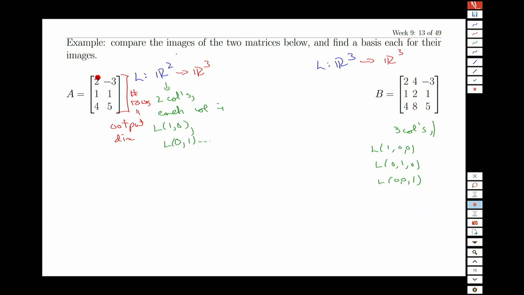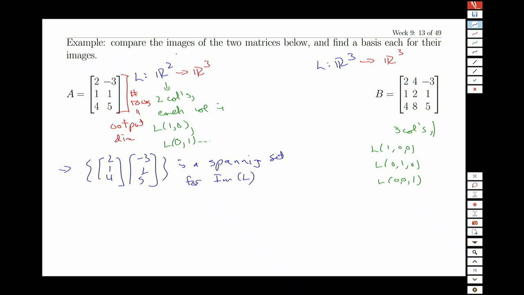So this is going to R3, and this is going to R3 as well. And we know that because we just said in the last thing, the image is built out of these column vectors. Well, they're three-dimensional, so my image is in 3D. I have these three-dimensional vectors that I'm using to build my image. All right, so we have here a consequence from the last slide, that (2, 1, 4) and (-3, 1, 5) is a spanning set for the image of L. We just grab all the columns. That'll always be a spanning set, a generating set for the image.